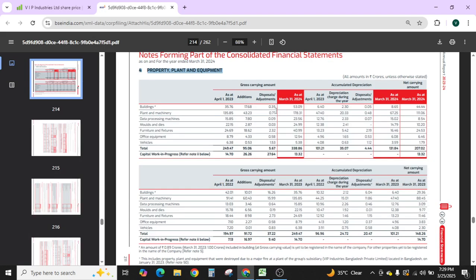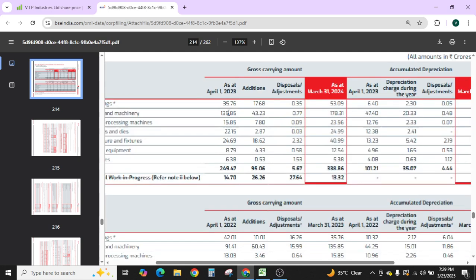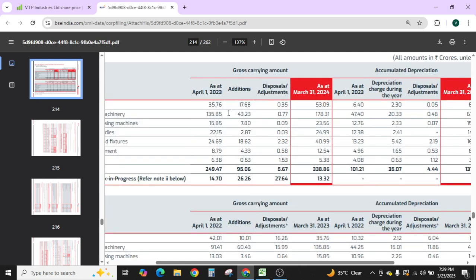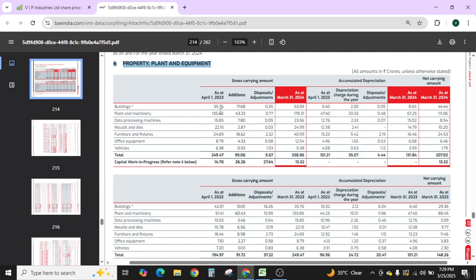So here, PPE of VIP Industries. If you are seeing FY23, buildings are 35 point... Give me a second. Zoom it. Yeah. So for FY24, if you see the gross block, this is the gross carrying amount. It will always be recorded at historical cost. So for PPE of VIP, the building line item cost is 35.76 cr.